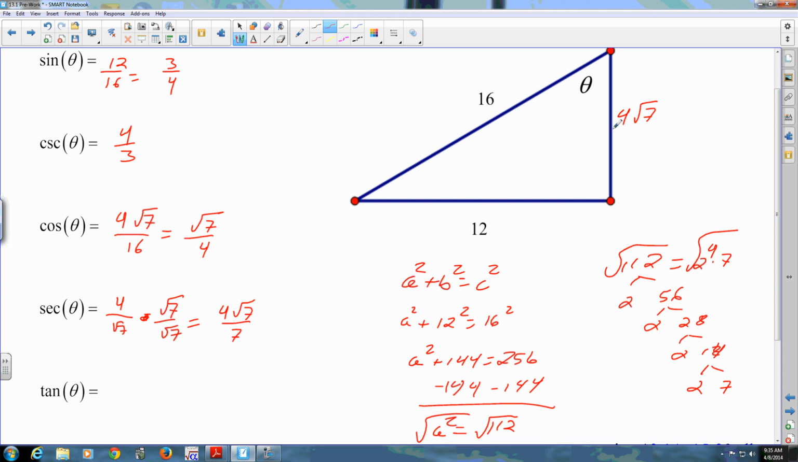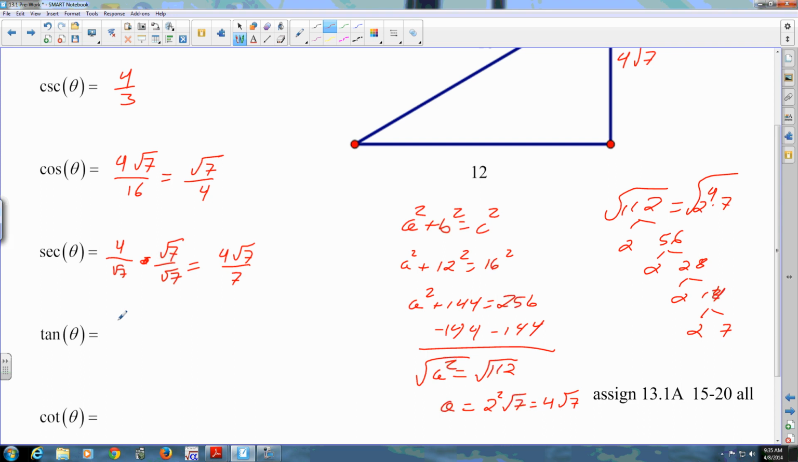Tangent is opposite over adjacent. So we have 12 over 4 square roots of 7, which is, what would that be, 3 over the square root of 7. Now you rationalize it, which is 3 square roots of 7 over 7. Cotangent is the reciprocal, but once again, don't take the reciprocal of this, back up and take the reciprocal there, and then you're finished. Whoops, and here I can't even write the number correctly. It's square root of 7 over 3. Okay, that's really bad. It's square root of 7 over 3, and you're finished.